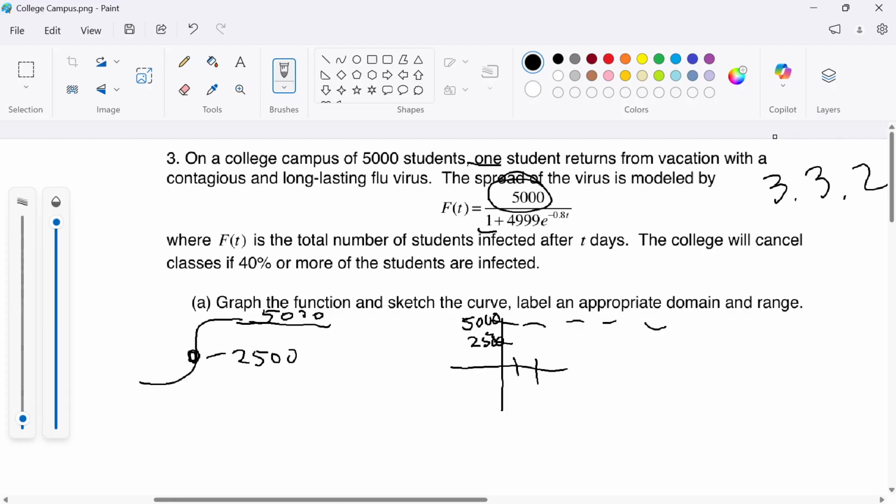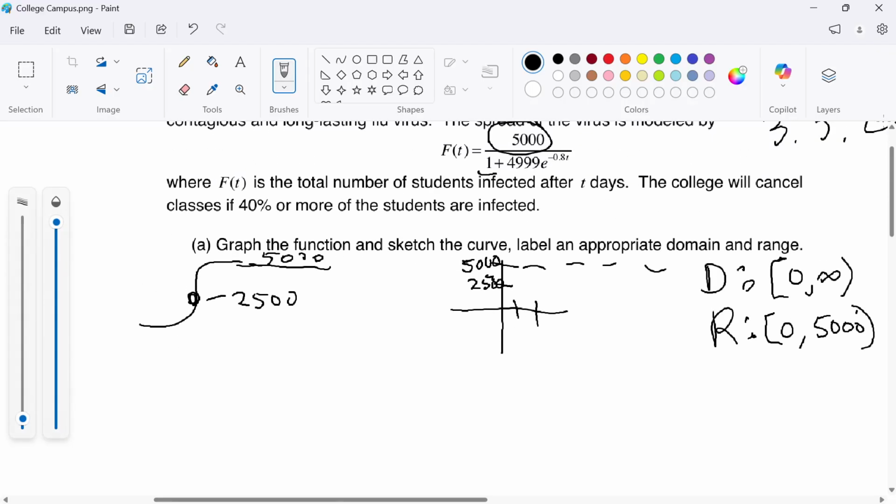Well, I think the solution shown for this homework says the domain is negative infinity to infinity. Well, it can't be to negative infinity because you don't go days before the infection. So I'm saying the domain is 0 to infinity. And then the range, you can either say it's 0 to the carrying capacity, 5,000, but it never actually reaches it. Or it could be 1 to 5,000. It starts with one student.